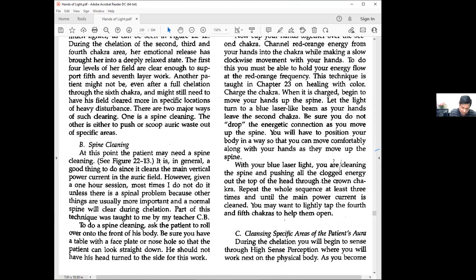To do a spine cleaning, ask the patient to roll over onto the front of the body. Be sure you have a table with a faceplate or nose hold so that the patient can look straight down. He should not have his head turned to the side for this work.